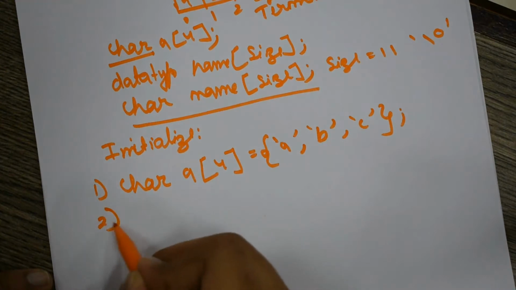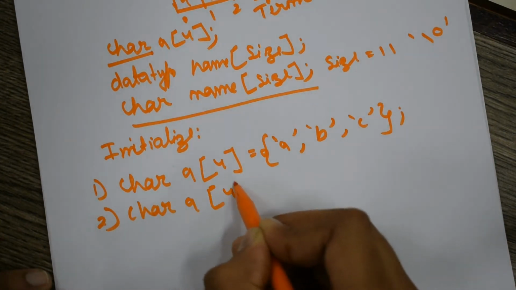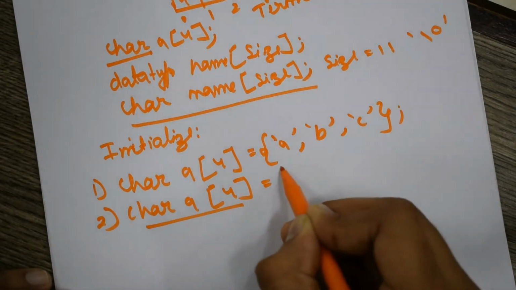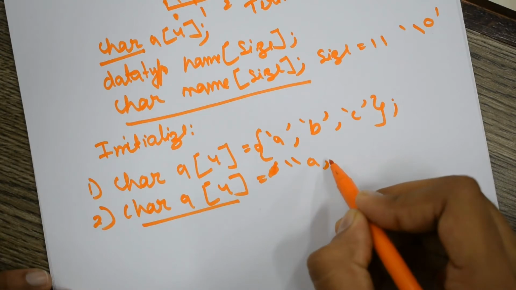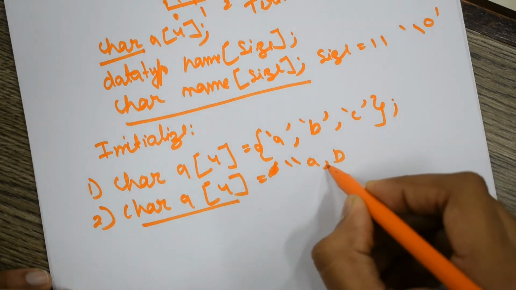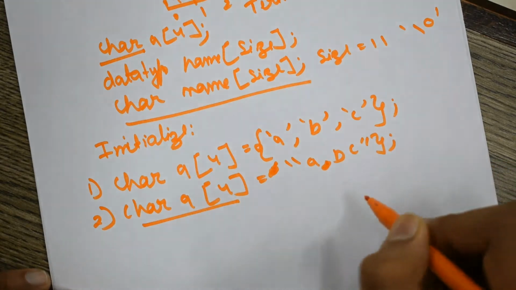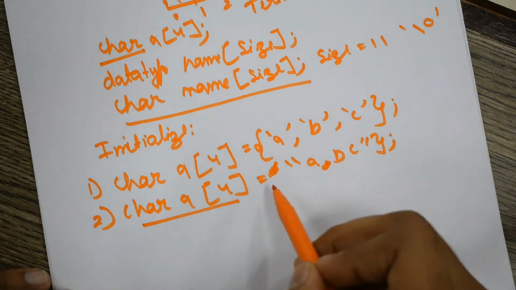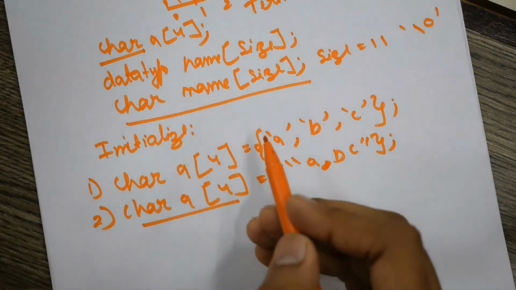The second is similar: char a, 4. This is the declaration part, and this is the initialization part, with double quotes: a, b, c, no commas, and again a semicolon. These two are the same, just the way of initialization is different. These are initialization during declaration.